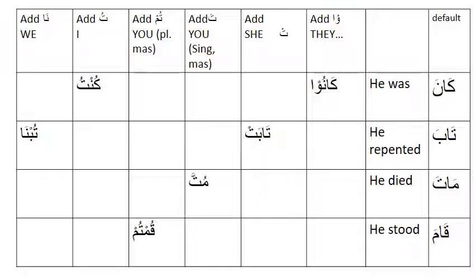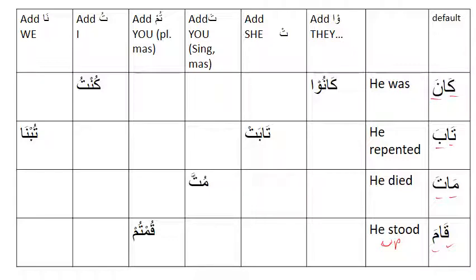Anyway, so basically all you need, it's very easy. Just follow the table, replace each letter with the letters that are over here. So kana, taba, mata, qama. Kana means he was, taba means he repented, mata means he died, qama means he stood, like he stood up, as in the posture.